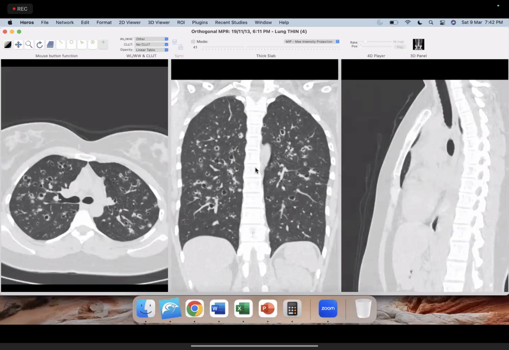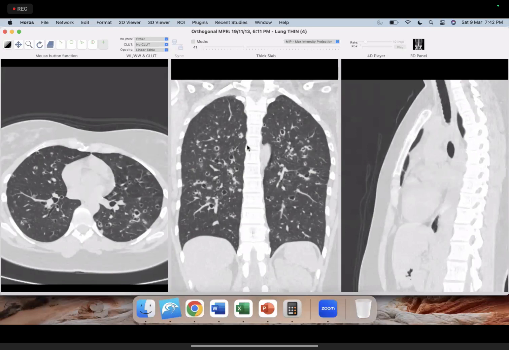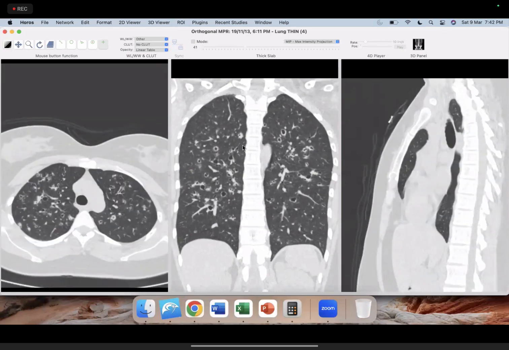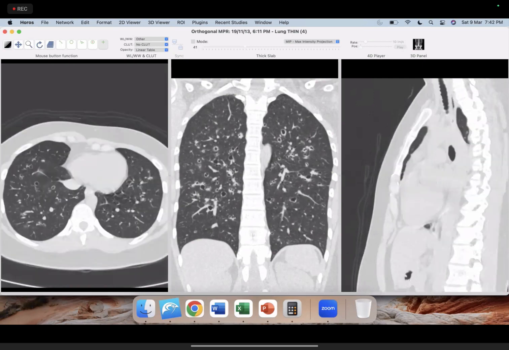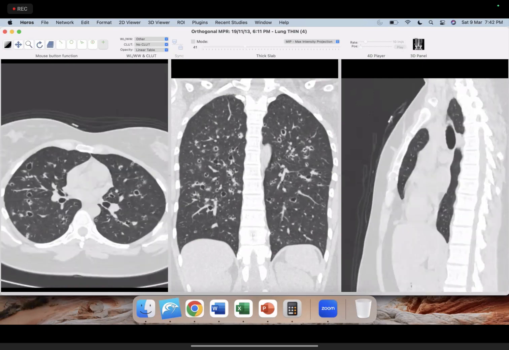And for this, smoking is more important rather than gender, because this is more commonly seen in smokers. So even if you have a female, don't stop thinking of the diagnosis, and always ask for a smoking history even in females.